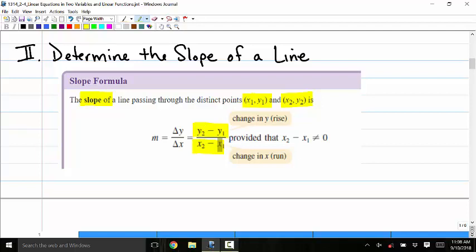Does it matter if I do y2 first or y1 first on the top? Well, yes and no. I'm going to tell you this. This is also equal to y1 minus y2 over, if I do y1 on top first, I have to do x1 on bottom first.